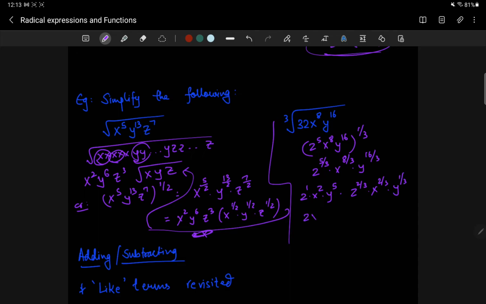So this can be written as 2x squared y to the 5 times 2 squared x squared y to the 1/3, or 2x squared y to the 5 times the cube root of 4x squared y. You can also leave it in the previous step in that form, or you can write it as a cube root.